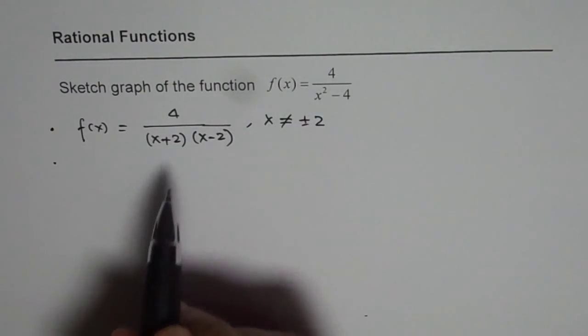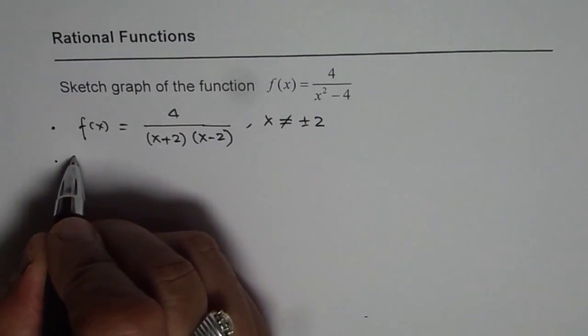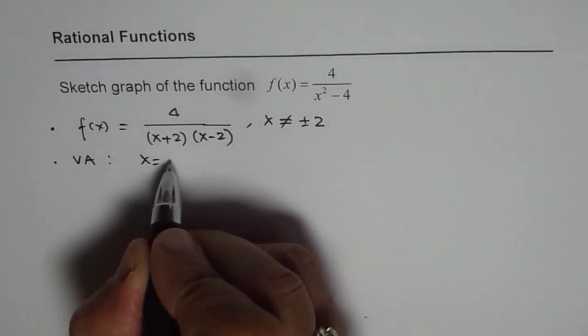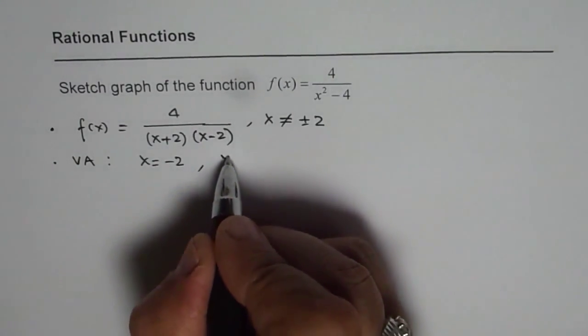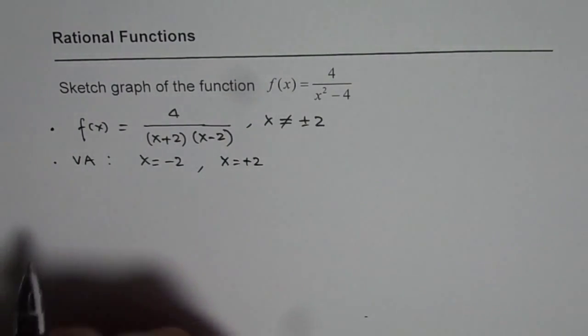Now once you have the function here, you can find out where the vertical asymptotes are. So the vertical asymptotes are at x equals minus 2, when x plus 2 equals 0, or at x equals plus 2. So these are my vertical asymptotes.